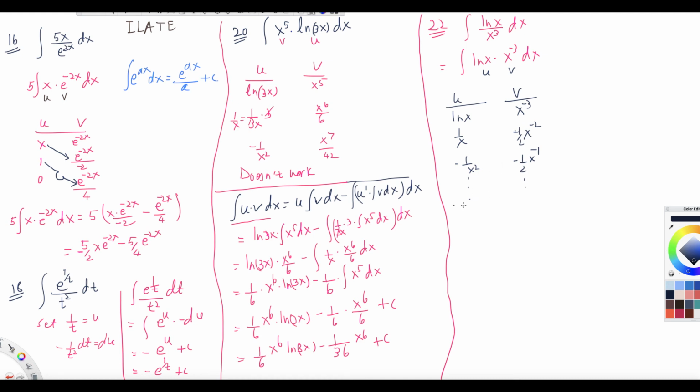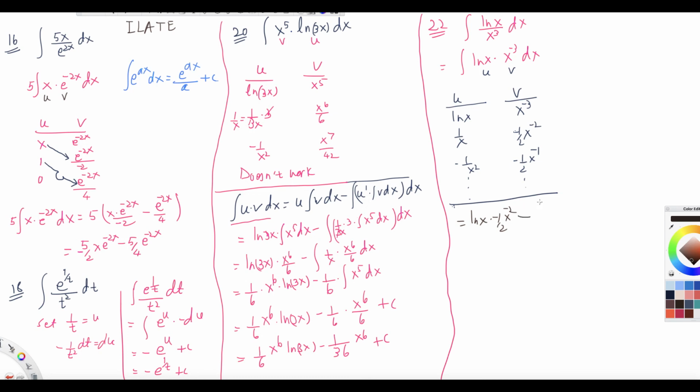We want to use integration by parts. Let us use the integration by parts formula, since the table method doesn't work here. Which one is u? u is natural log of x and v is x to the negative 3. Let us try that. The formula gives u, natural log of x, times the integral of v. What is the integral of x to the negative 3? It is x to the negative 3 plus 1 over negative 3 plus 1, which is negative 1 half x to the negative 2, right?